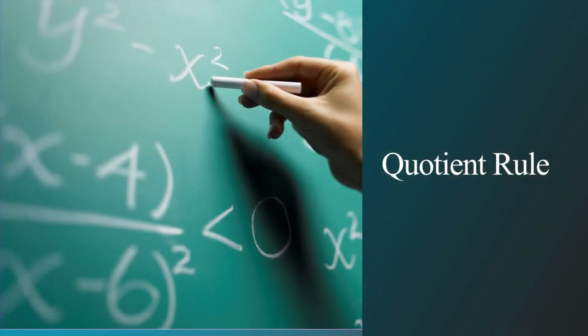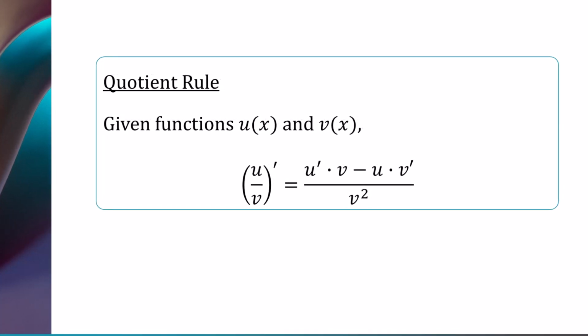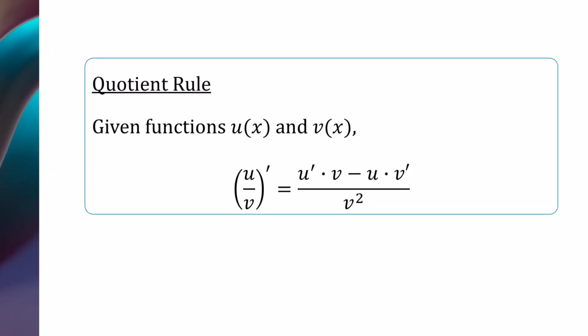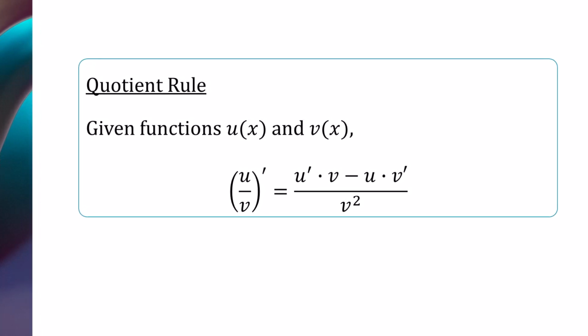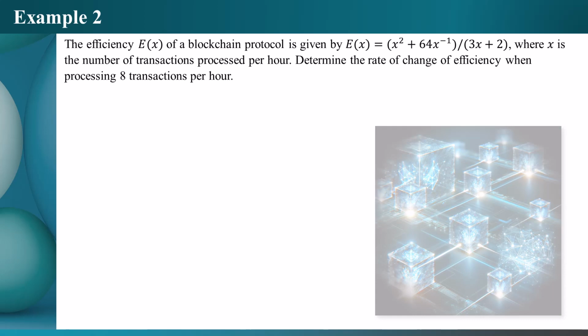Next, consider the quotient rule. Given two functions u and v, the derivative of the quotient u over v is u prime times v minus u times v prime all over v squared. The efficiency E of x of a blockchain protocol is given by E of x equals x squared plus 64x to the negative 1 all over 3x plus 2, where x is the number of transactions processed per hour. We want to find the rate of change of efficiency when processing 8 transactions per hour.